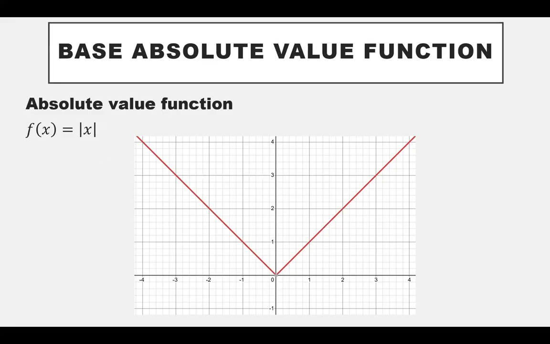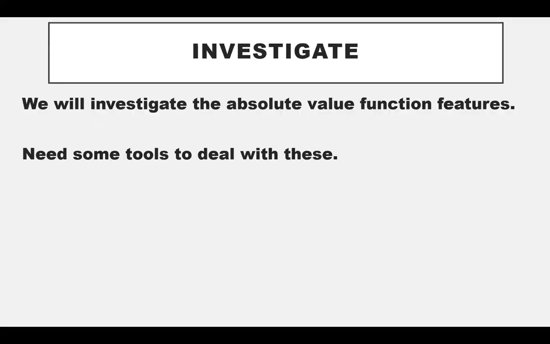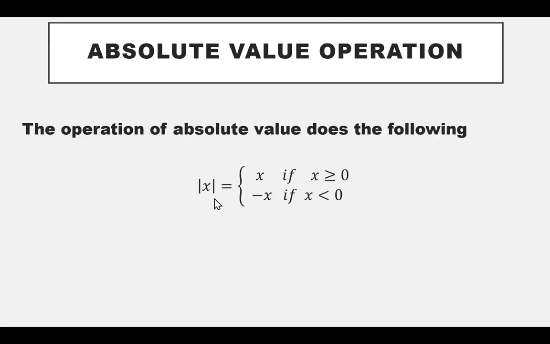Remember that when you're solving, the reason we're getting 2 answers is because this absolute value operation basically does 2 things. If x is non-negative, then it gives you back x itself. If x is negative, then it gives you back the opposite of x. So it's like a piecewise defined operation. If x is in this range, you do this. If x is in this other range, you do this.